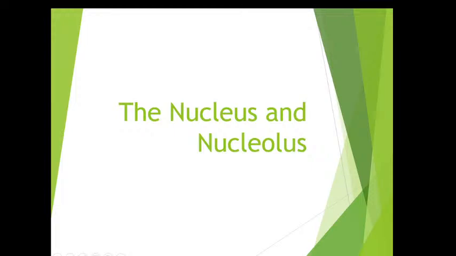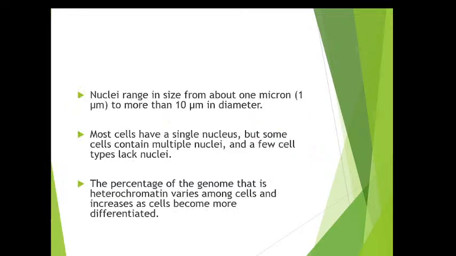The nucleus is considered the cell's control center because it contains the genetic material in the form of either RNA or DNA. The nucleus is a double-walled, membrane-bound organelle found inside the cell. Most cells have a single nucleus, but there are also cells which have multiple nuclei, and even cells which lack nuclei. An example of cells which lack nuclei is RBCs.